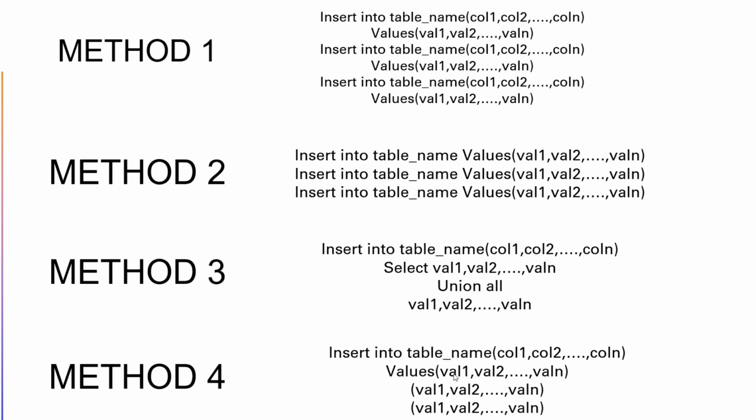Method 4 is giving the table name at once, values at once, and entering all the values by giving the open and close parenthesis. So these are all the different methods of entering multiple values or multiple rows into SQL Server. Hope you have understood this concept clearly.